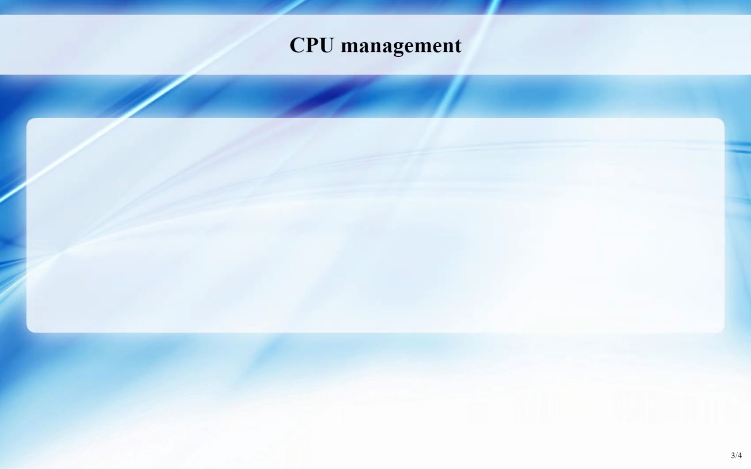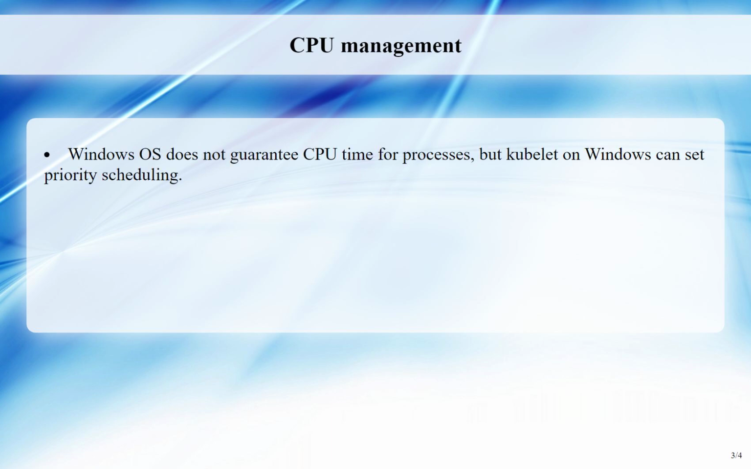CPU management. The Windows operating system does not guarantee a minimum amount of CPU time for processes, but it can limit the amount allocated. The kubelet on Windows supports a command line flag called --windows-priority-class, which allows setting the scheduling priority of the kubelet process.